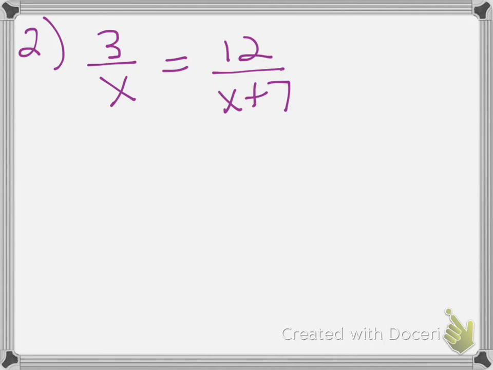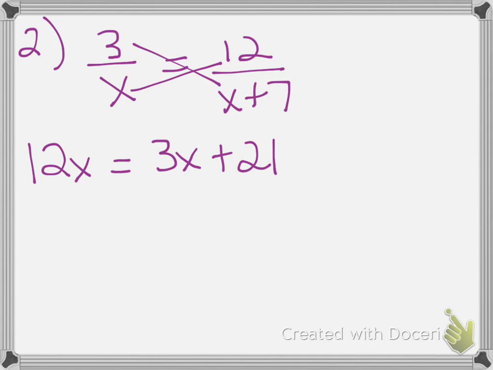Let's look at our second problem. I have 3 over x equals 12 over x plus 7. So again, this is a fraction equaling a fraction, so I can treat it as a proportion. I could do x times 12, which is 12x. And I can do 3 times the quantity of x plus 7. So I'm going to need to distribute. That's going to be 3x plus 21.